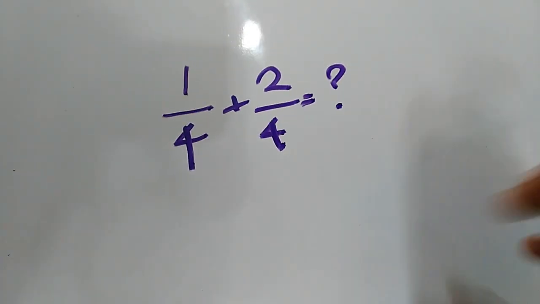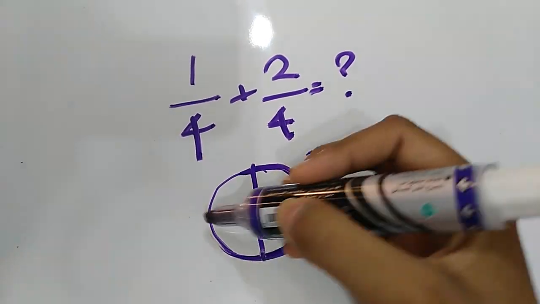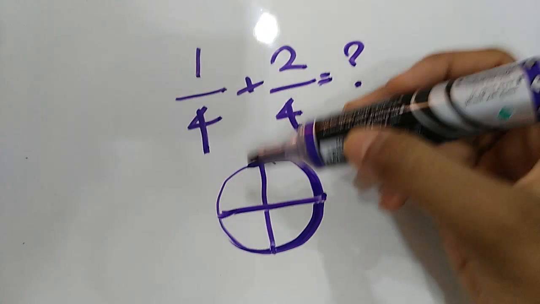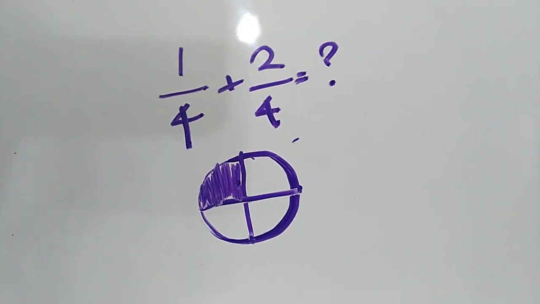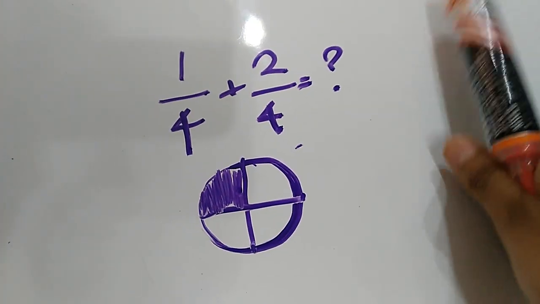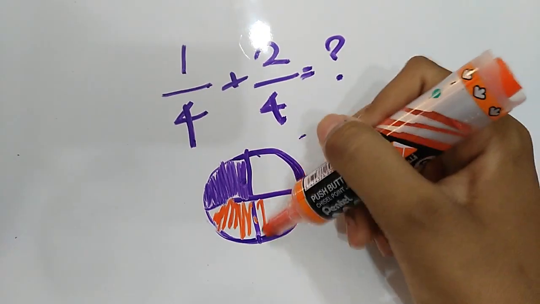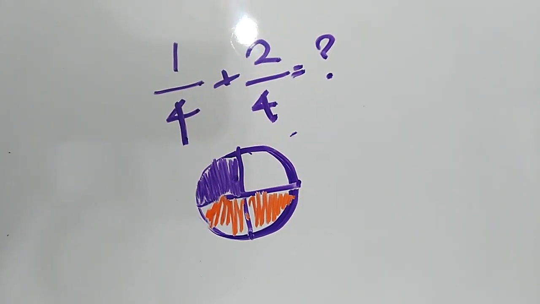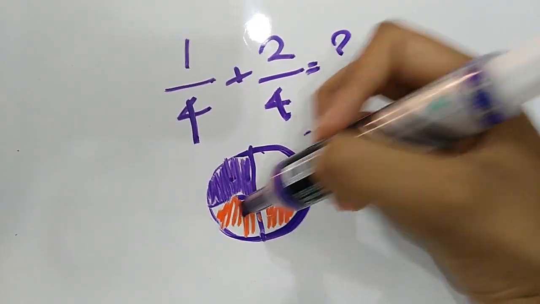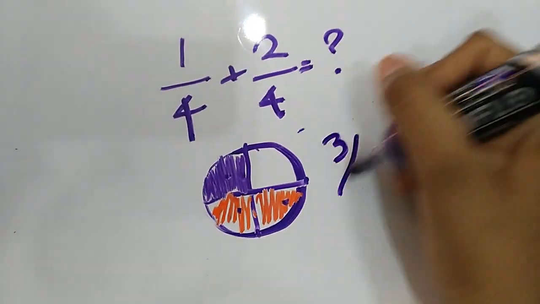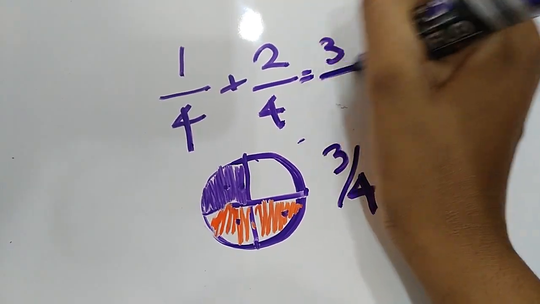Well, let's think of a cake that has been split into 4 equal parts. Somebody comes along and eats 1/4 of the cake. Somebody else comes along and eats 2/4 of the cake. So how many quarters of the cake have been eaten? Well, it's easy. Just count them up. 1, 2, 3. So 3/4. So 1/4 plus 2/4 is equal to 3/4.